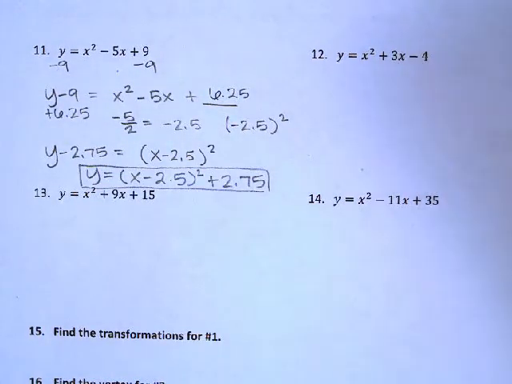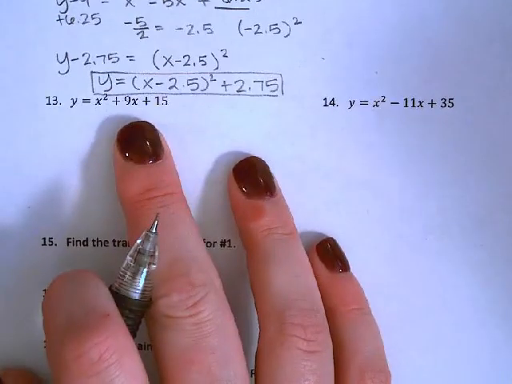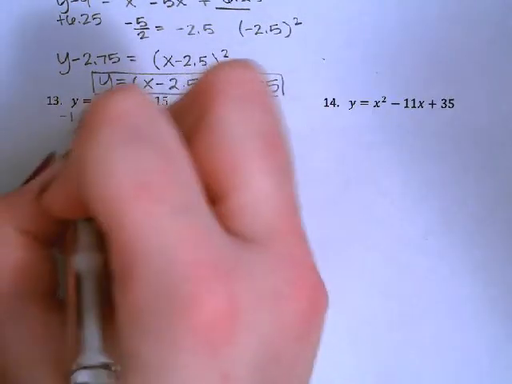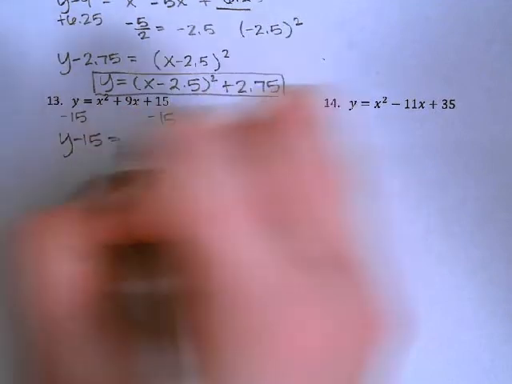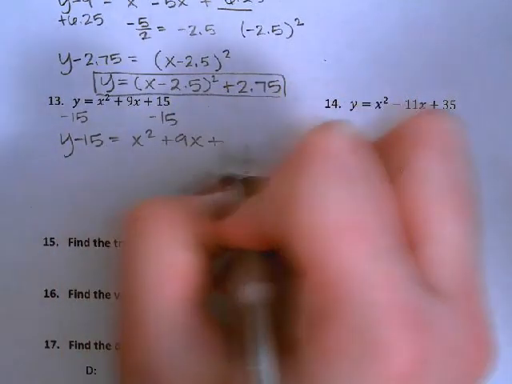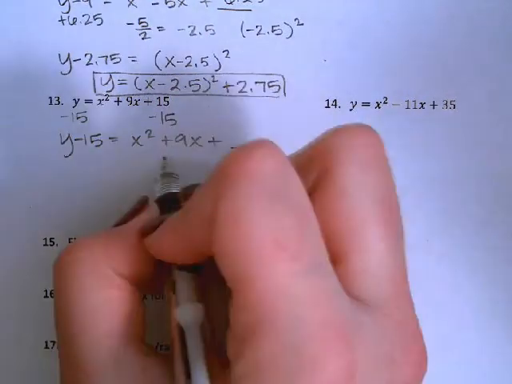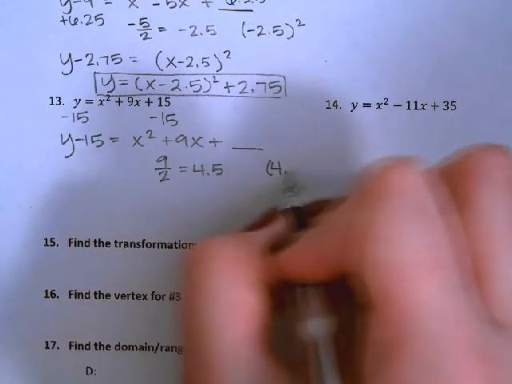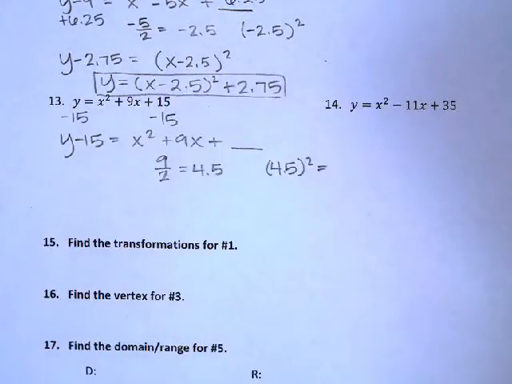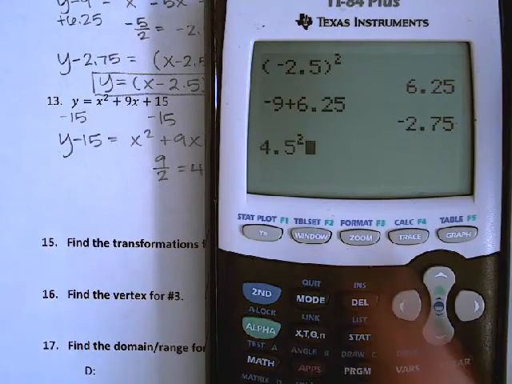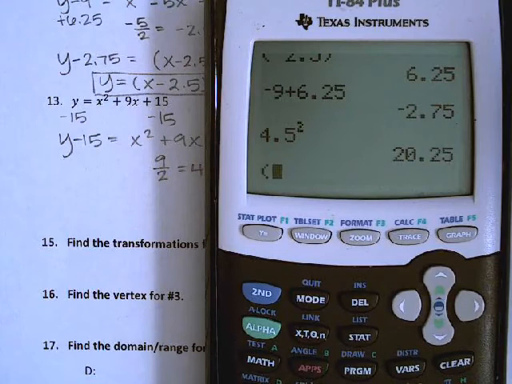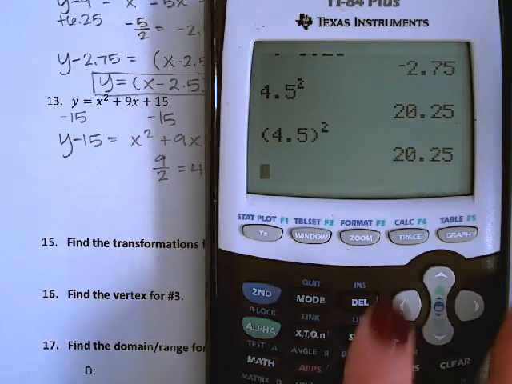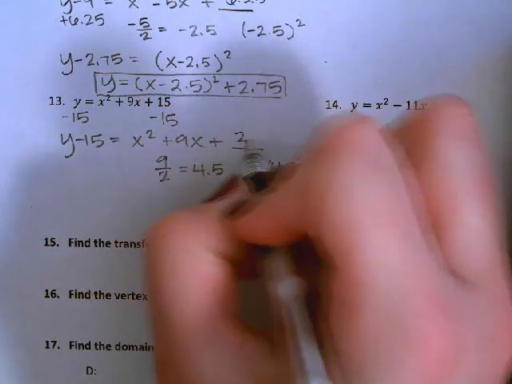All right, let's go ahead and do this one. So x squared plus 9x plus 15, I'm going to subtract the 15 over. Y minus 15 equals x squared plus 9x plus the space. So I have 9 divided by 2 is 4.5. And then 4.5 squared. Now this one, since it's not negative, you don't need the parentheses. I usually put them around a decimal just because to me it feels like it looks weird. But you get the same answer either way. So 20.25 is the number we're going to put here.